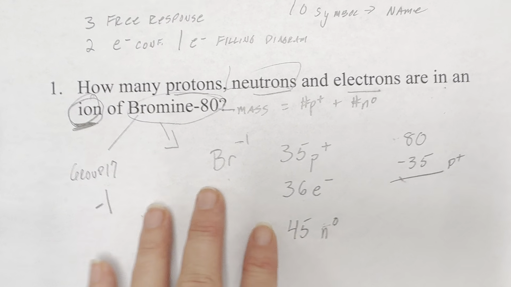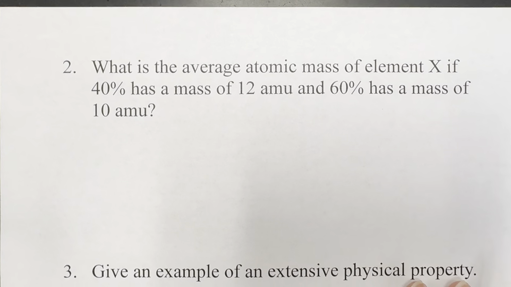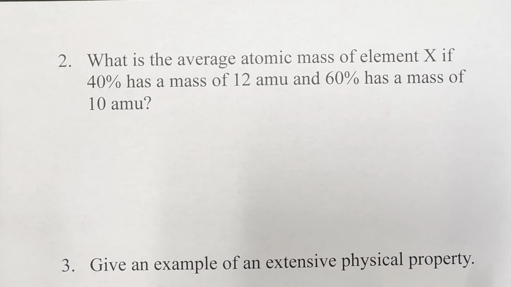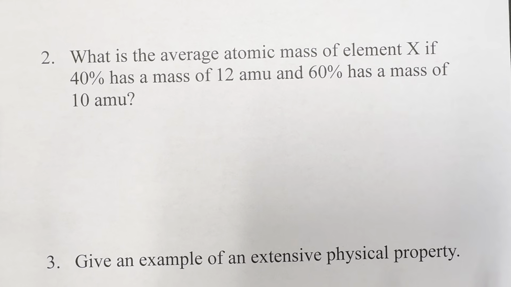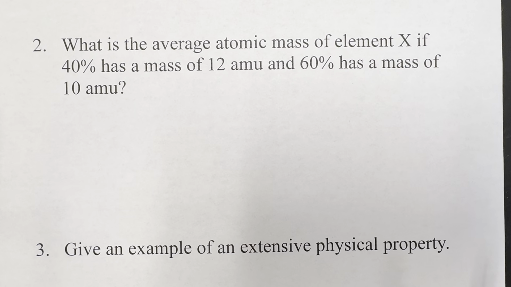So let's take a look at number 2. What is the average atomic mass of element X if 40% has a mass of 12 AMU and 60% has a mass of 10 AMU? In this problem, we're looking for average atomic mass, which means that we are going to be doing a weighted average.